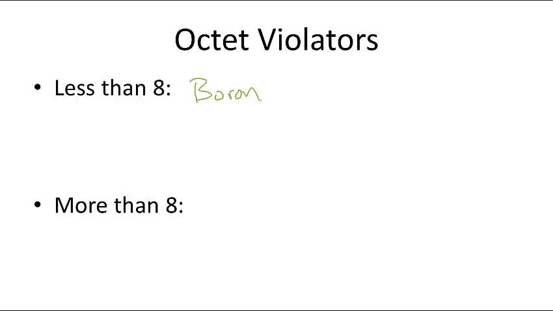Now, more than 8. There are a lot that can have more than 8. So just to give you some examples, the ones that you're going to find the most are phosphorus and sulfur. These are the most common octet violators.